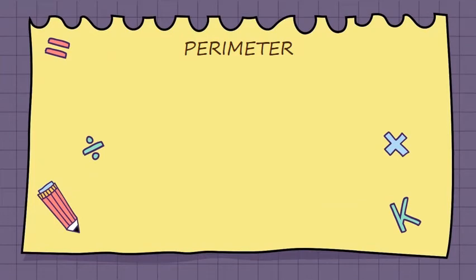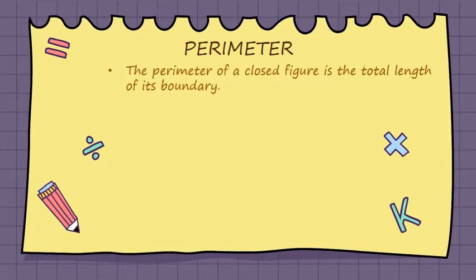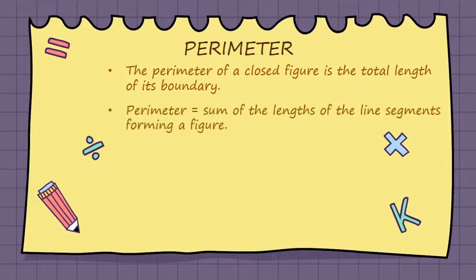So children, let's recall what we have learned about perimeter in lesson 17. So what do we mean by perimeter? The perimeter of a closed figure is the total length of its boundary. We can also say that perimeter is equal to the sum of the lengths of the line segments forming a figure. That is, if a figure is formed by 3 line segments, then the perimeter of that figure is equal to the sum of the length of the 3 line segments forming that figure.